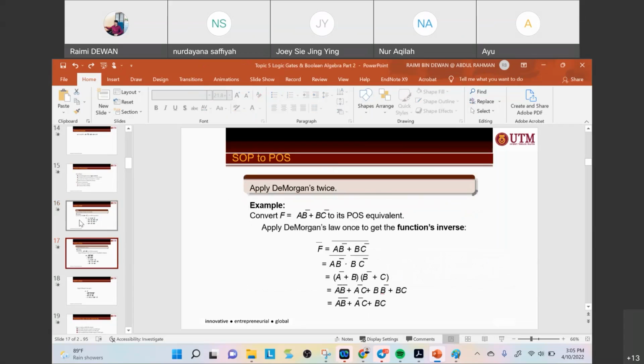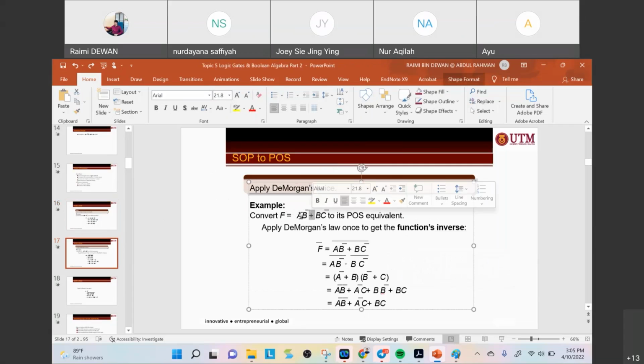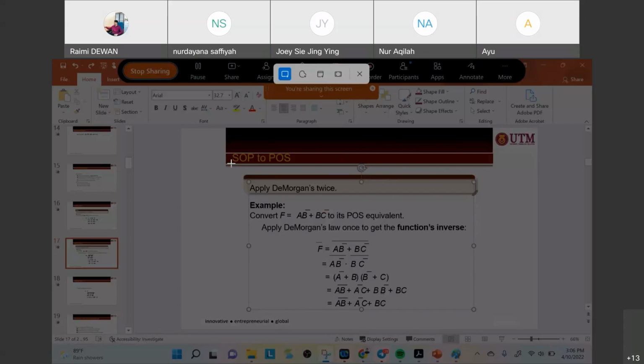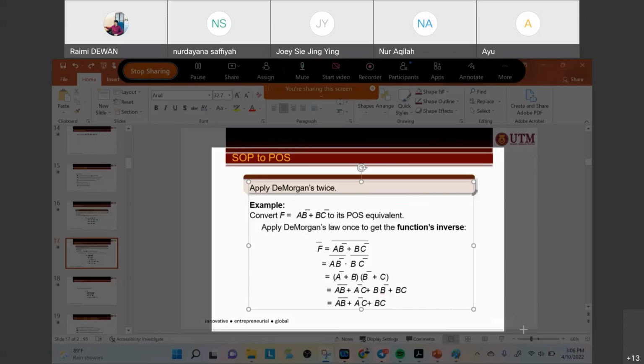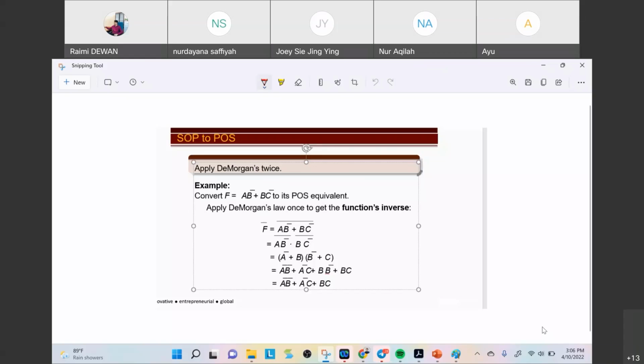Next is sum of product to product of sum. So this one is sum of product, so AB is the product. So sum of product AB bar plus BC bar to its POS equivalent, meaning product of sum. So we have AB.